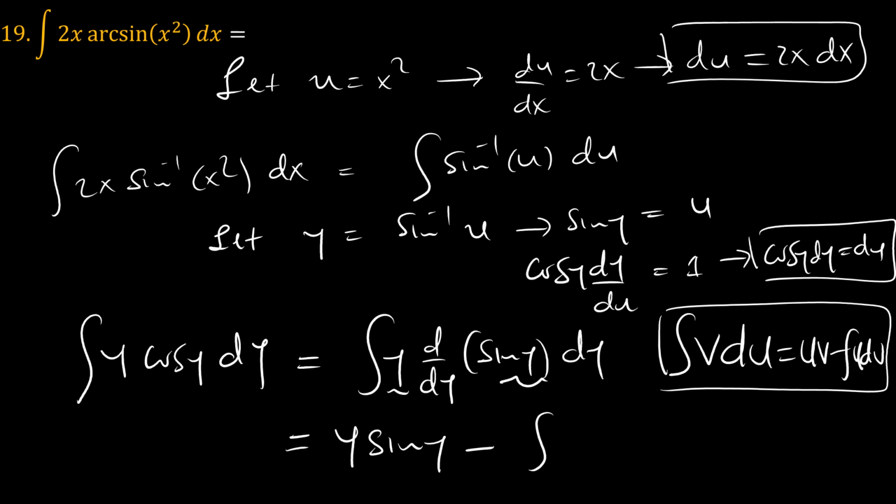And then we have the derivative of v, so we're just going to have sine y here, which is equal to obviously y sine y plus cosine of y plus c. We are not going to stop there. We're going to go back stepwise up to what x was.